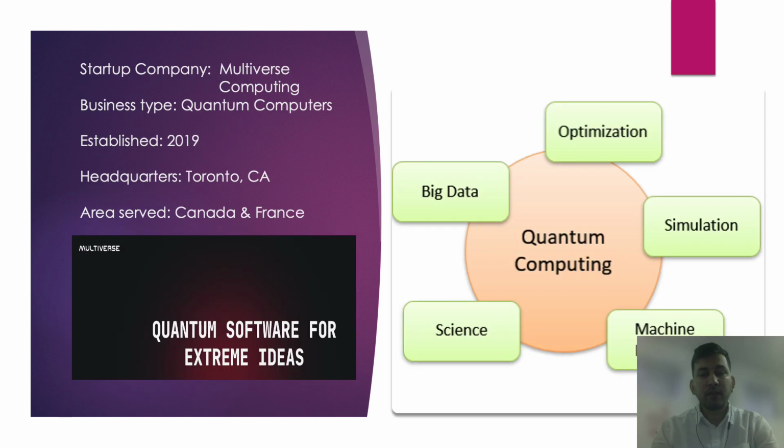In the next slide, we will talk about quantum computing. For this, I have taken a startup company known as Multiverse Computing. Business type quantum computers, established in 2019, headquartered in Toronto, Canada, areas of operation Canada and France. We have already discussed how quantum computing is changing the world. They are a leading software developer for financial services. You know that finance has so much data, so only a quantum computer can solve that issue. So this company is helping to make a new financial world.